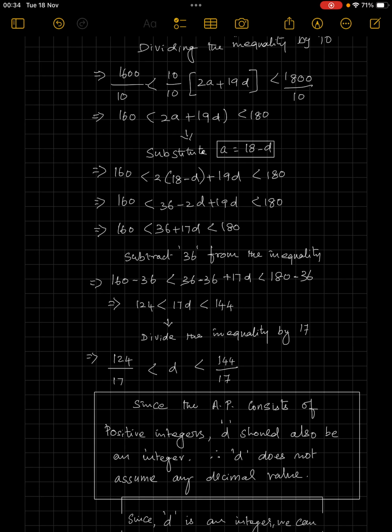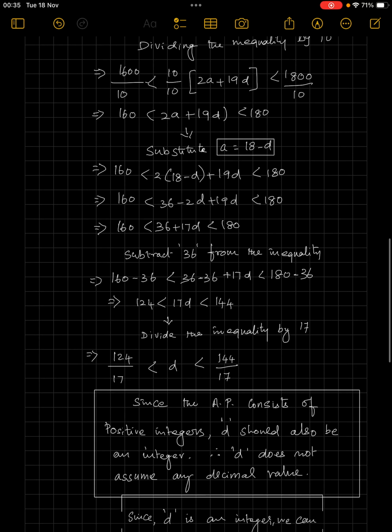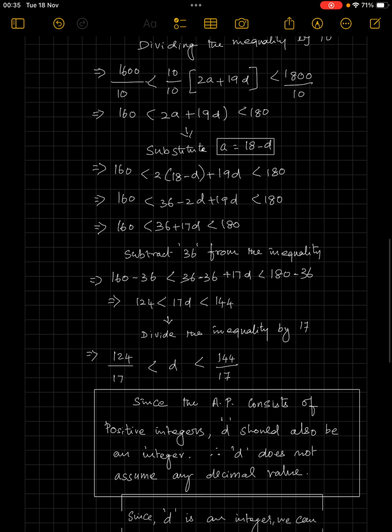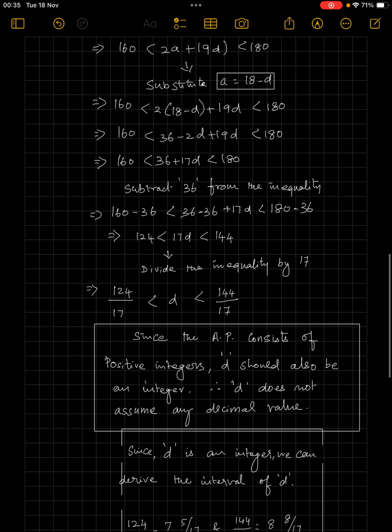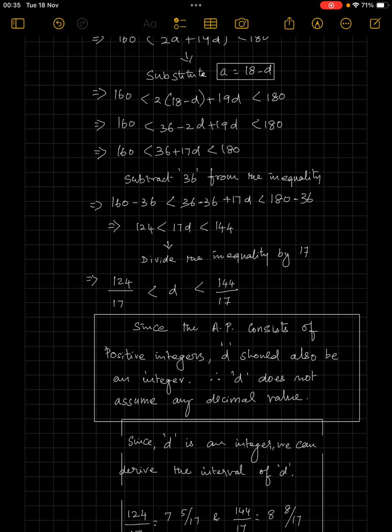So now just pause at this point for a moment. We need not divide 124 and 144 exactly by 17, because it's not exactly divisible, and we need not spend much time on decimal division because it has been given in the problem that the AP consists of positive integers. So it means that d and a must also be positive integers. Only then the entire progression will be of positive integers. So since it assumes integer value, we'll make an approximation.